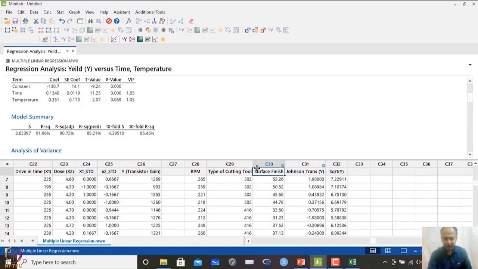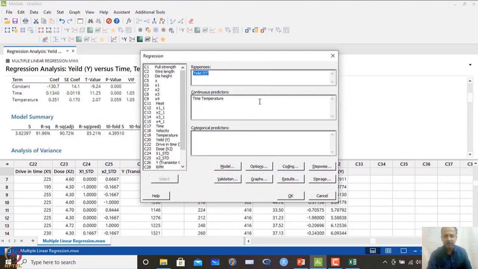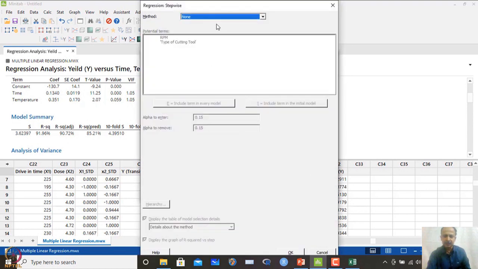So, surface finish is Y over here. What we can do is go to Stat, Regression, Fit Regression Model over here, and instead of these variables I can just use the continuous variable, and the categorical predictor also we can include in the regression model. In this case we will incorporate the response as surface finish, which is the actual variable, and then the continuous predictor over here is RPM, and the categorical predictor will be type of cutting tool over here. In this case stepwise regression we can use, and we can see which variables will go in and which will go out.